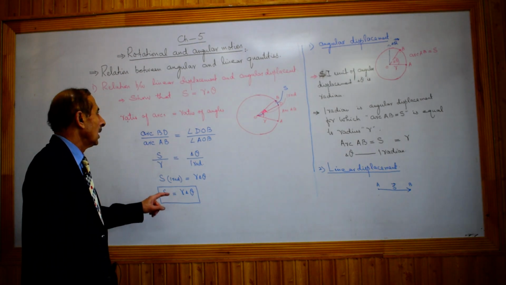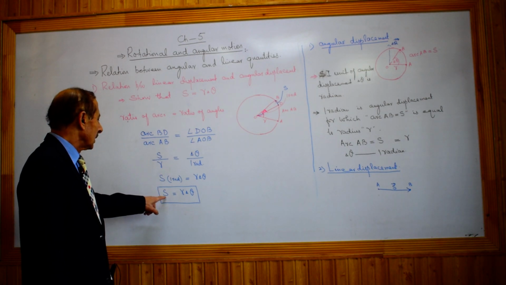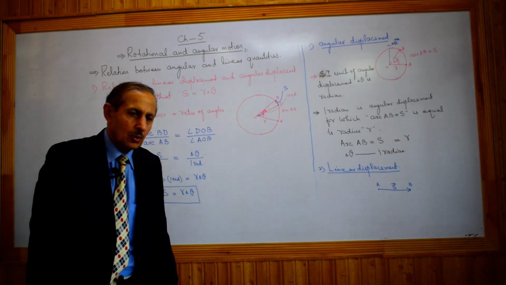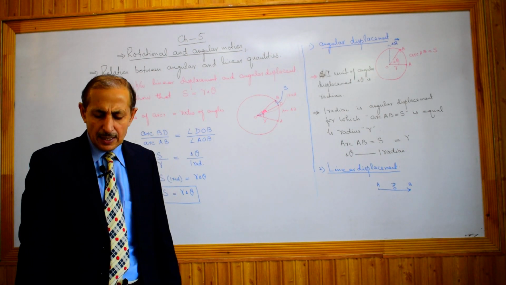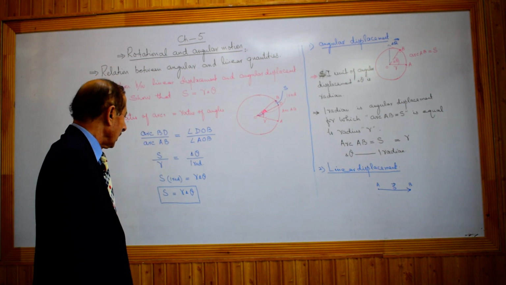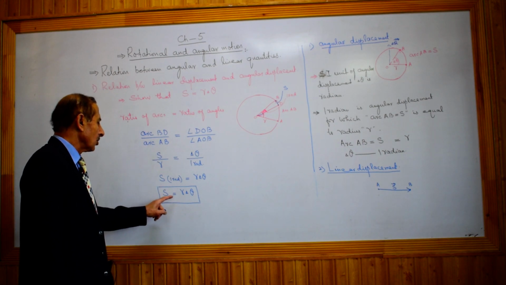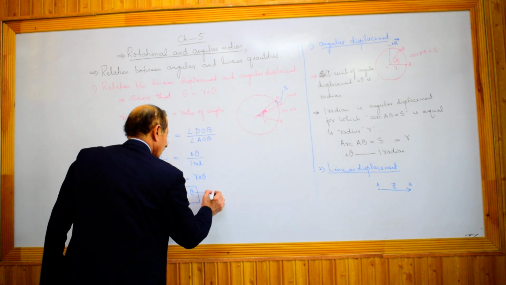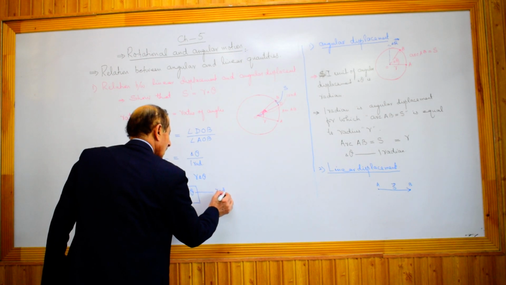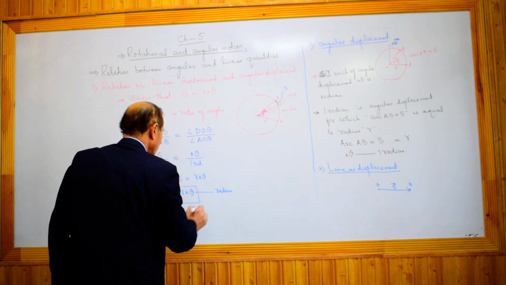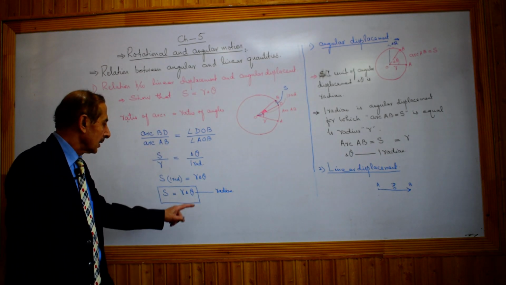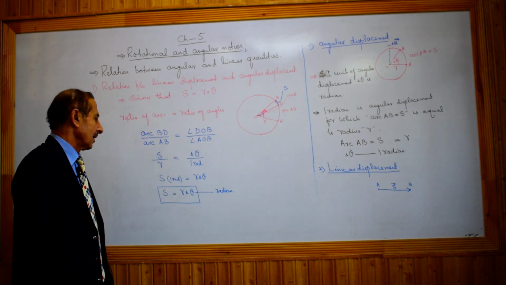So these are the linear quantity and angular quantity. So this is the relation between linear quantity and angular quantity. Whenever we use this equation, S is equal to R theta, theta must be measured in radian.